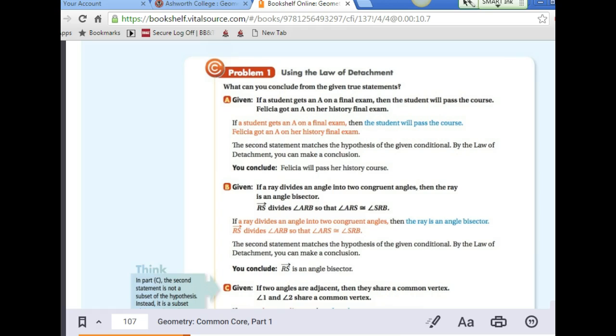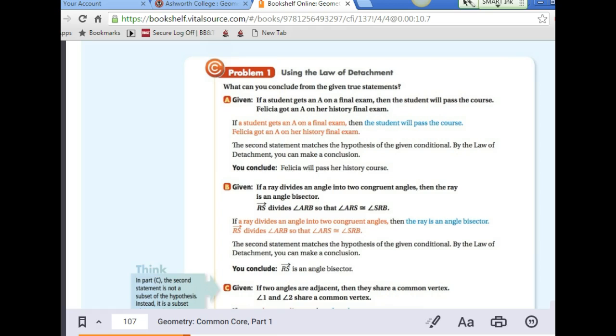So the second statement matches the hypothesis of the given conditional. By the law of detachment, then you can make a conclusion that Felicia will pass her course, which comes from the conclusion of the original statement. We used to say it as if A then B. And so if A is true, then B will also be true. That's kind of the thinking behind what we call the law of detachment.